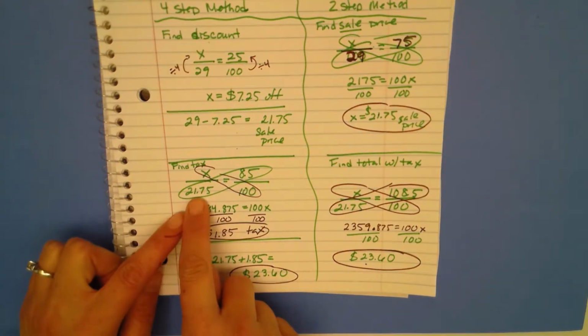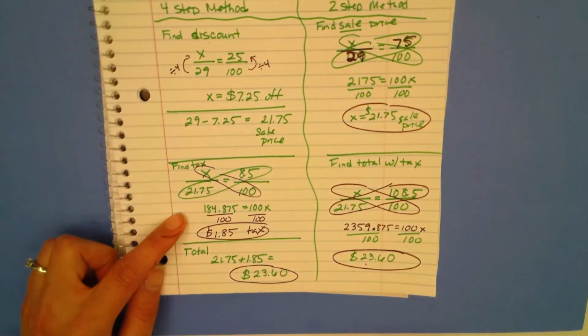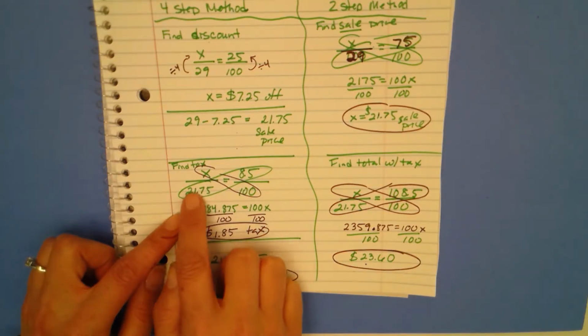Okay, so we're taxed on the $21.75, that is the sale price. Do not go back and use the 29. We're done using the 29. We didn't pay $29. This is what we paid.